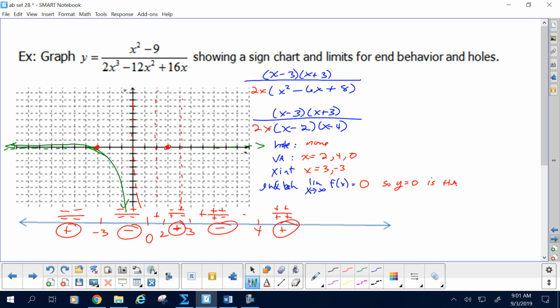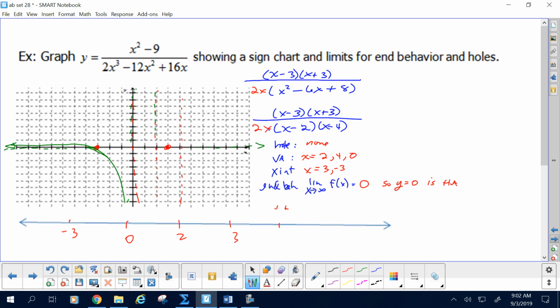What does it do between 0 and 2? I believe it's going to be positive. So what does it do in here? It's got to follow this, it's got to follow that, and it's got to stay positive. Yes, thank you. I should have done my sign chart earlier. So I have negative 3, 0, 2, 3, and 4. And you said negative here. Sorry.